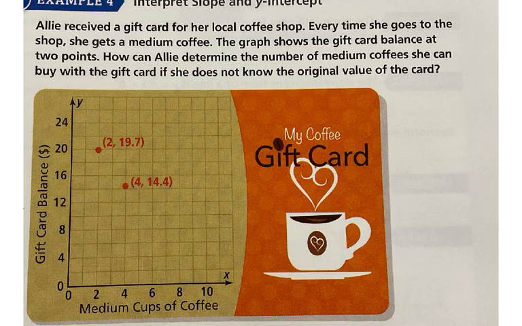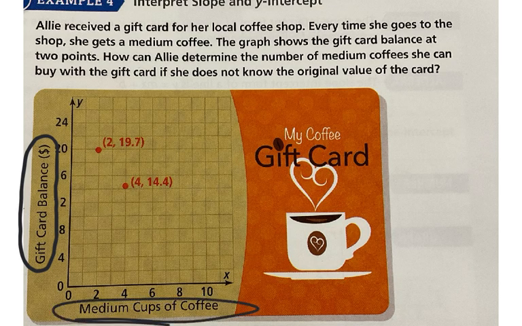She gets a medium coffee. The graph shows the gift card balance at 2 points. How can Allie determine the number of medium coffees she can buy with the gift card if she doesn't know the original value of the card? So let's take a look at this graph. Our Y values represent how much money we have on the gift card, and our X values represent the number of medium cups of coffee.